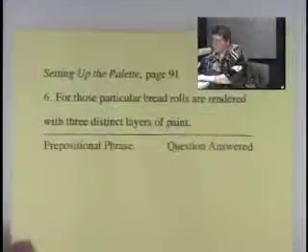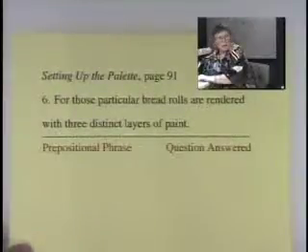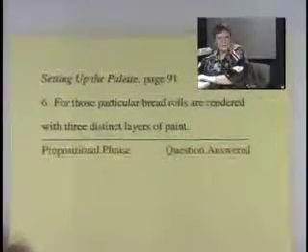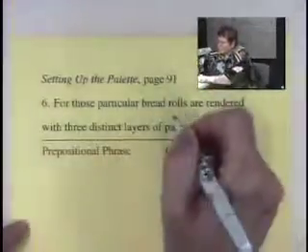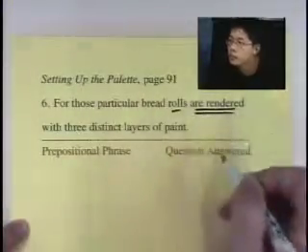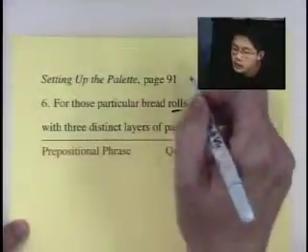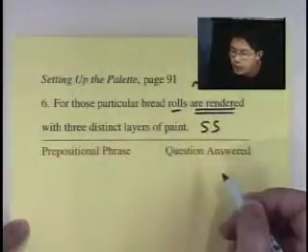Okay, let's try this one. Vince, do this one for me. "For those particular bread rolls are rendered with three distinct layers of paint. This is how he gets them so realistic." Where's your subject, Vince? Rolls. Where's your verb? Are rendered. And what kind of a clause is that? Main clause. What kind of a sentence is it? Simple. How about a prep phrase?